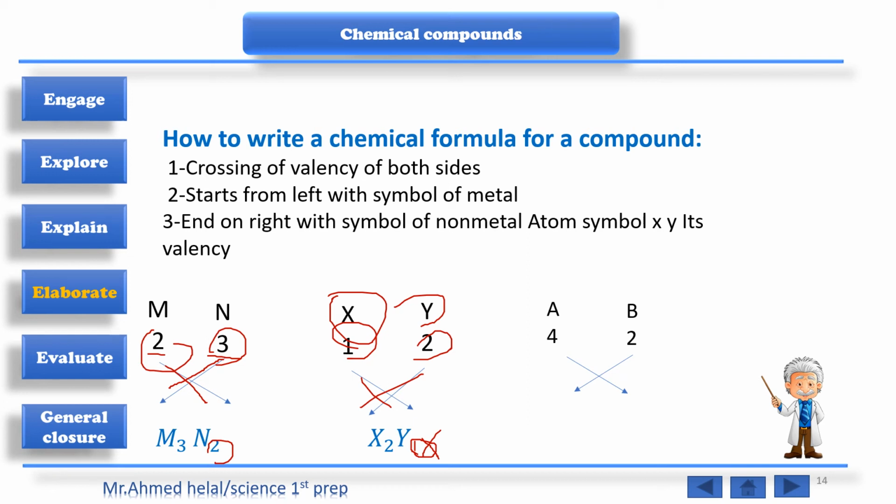Here we have A tetravalent and B divalent. So if we make the change, it will be A2B4. But here we can simplify. We can divide all of them by 2. So 2 by 2, A B2. So we simplify the ratio, and we will get the simplest ratio in the chemical formula.